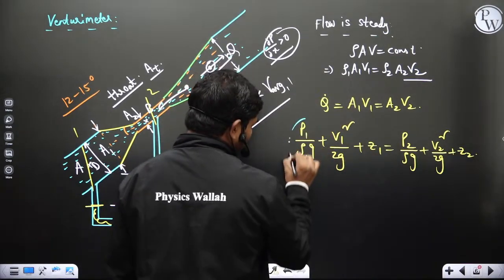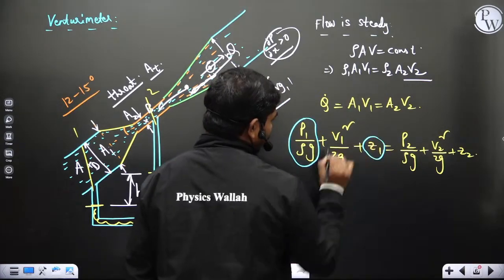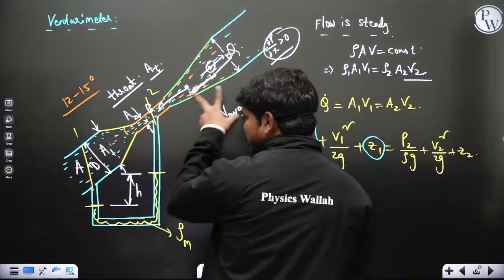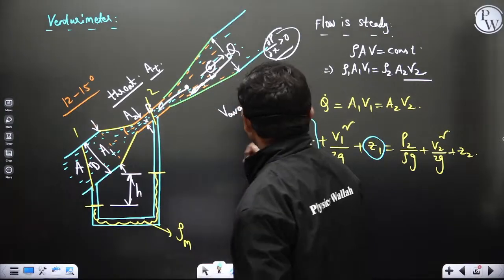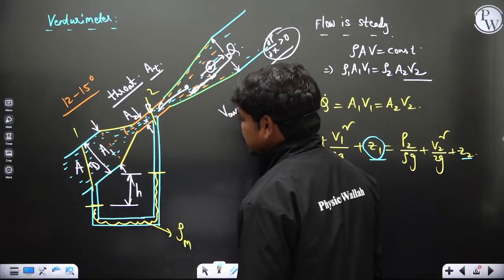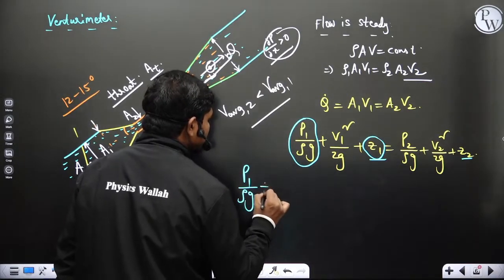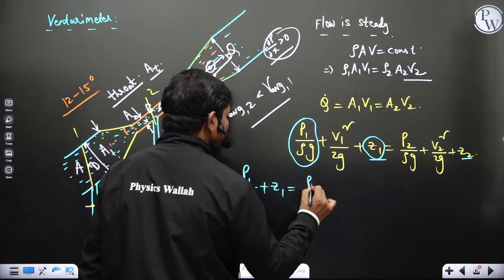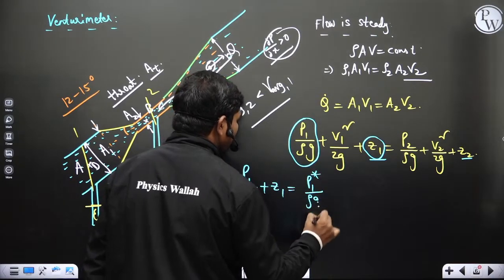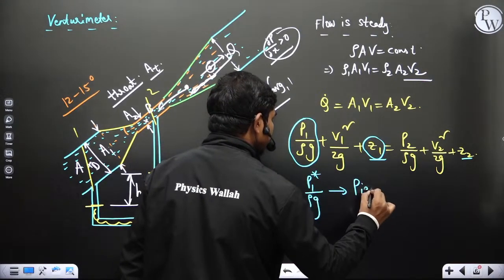Now you can understand something. Normally this is called the static pressure difference, and this is the potential because of the elevation, okay. If the pipeline is not horizontal, then Z1 minus Z2 is not equal to 0. So this P1 by rho g plus Z1 is actually called P1 star by rho g, and this is called piezometric head.